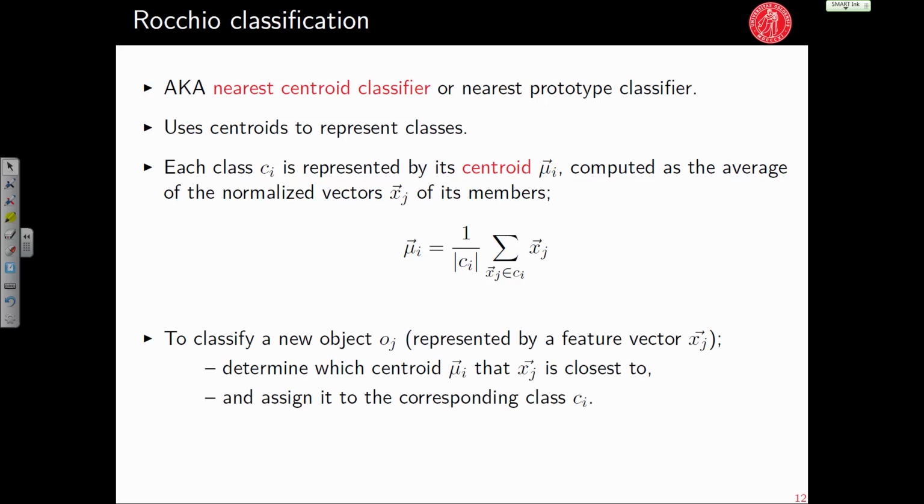And to classify a new object, oj, which is represented by a feature vector xj, Rocchio will determine which centroid, mu i, that xj is closest to, and then assign that class to the unlabeled object. So if we want to split the classification in Rocchio into two steps, first training and then the actual classification, training consists of computing the centroids for the classes.